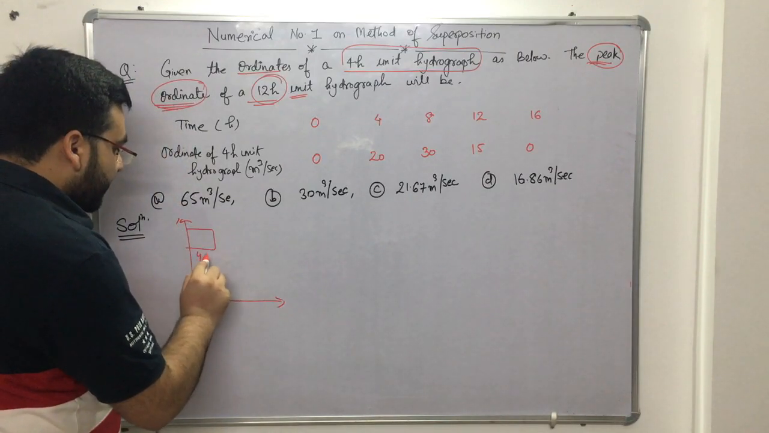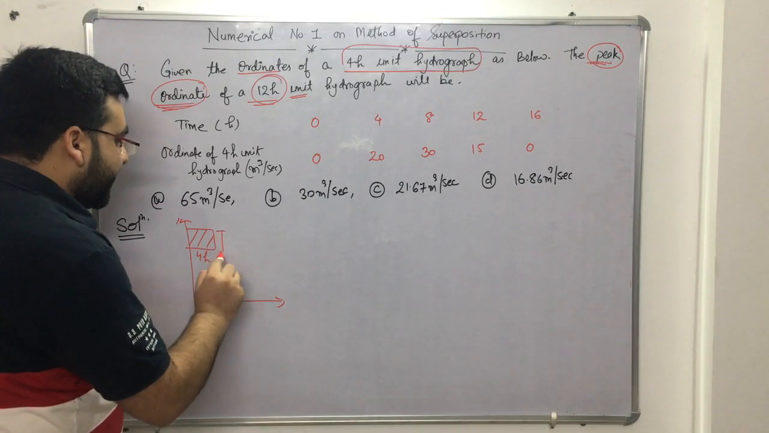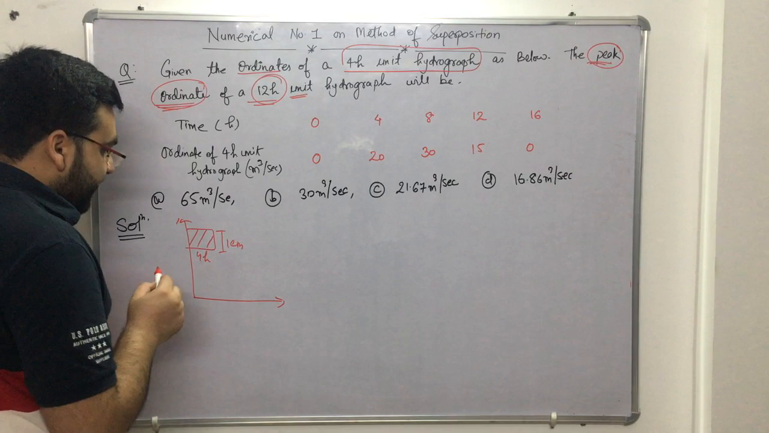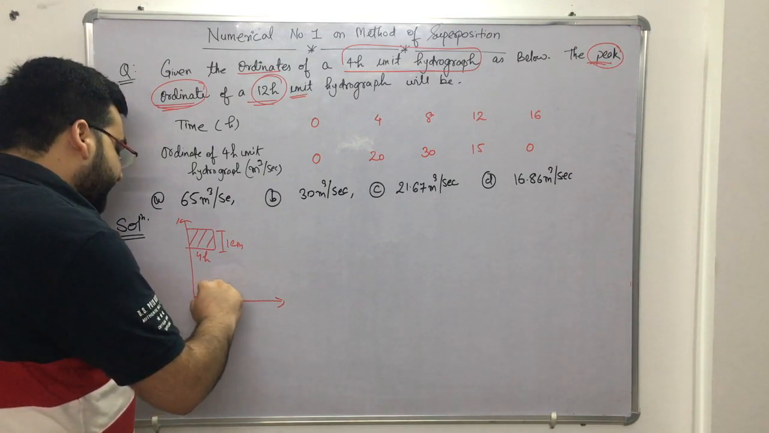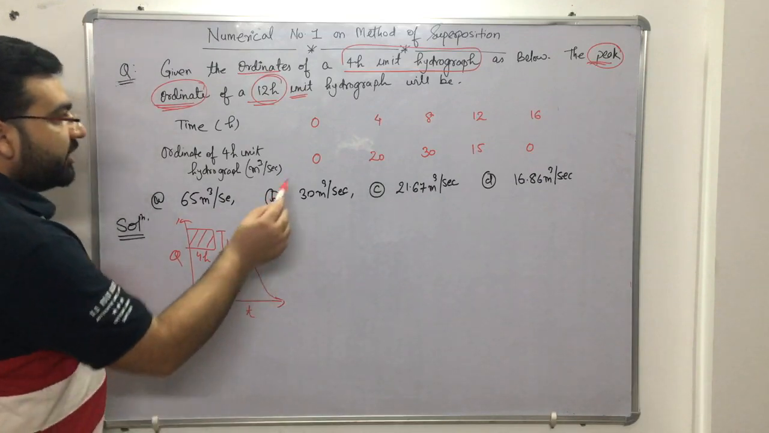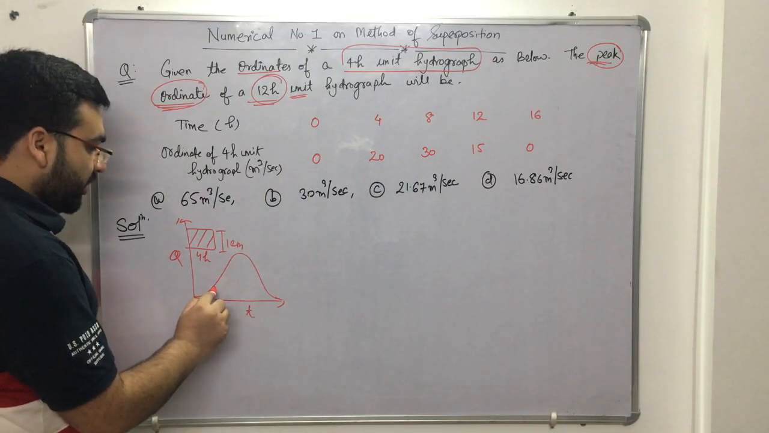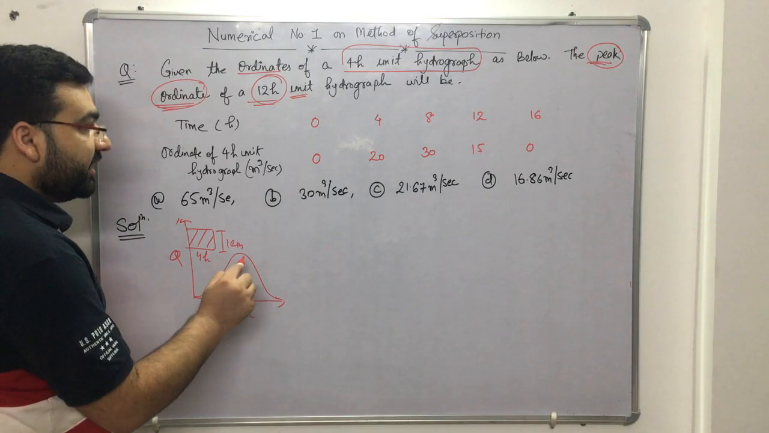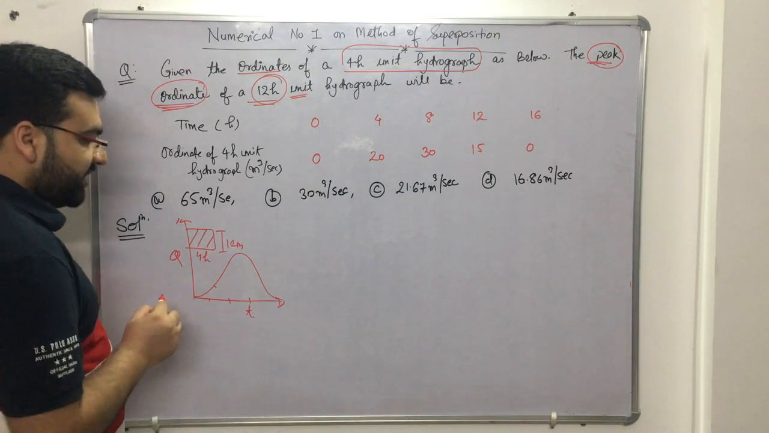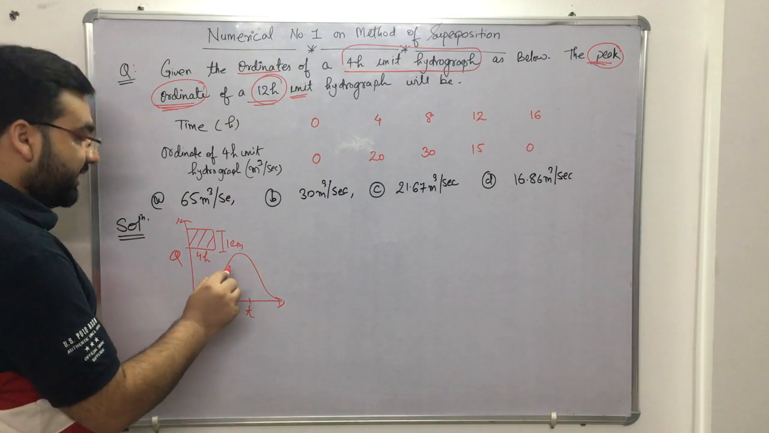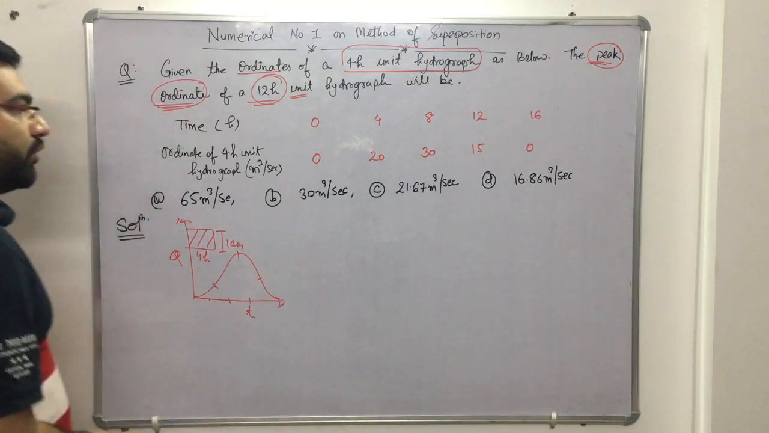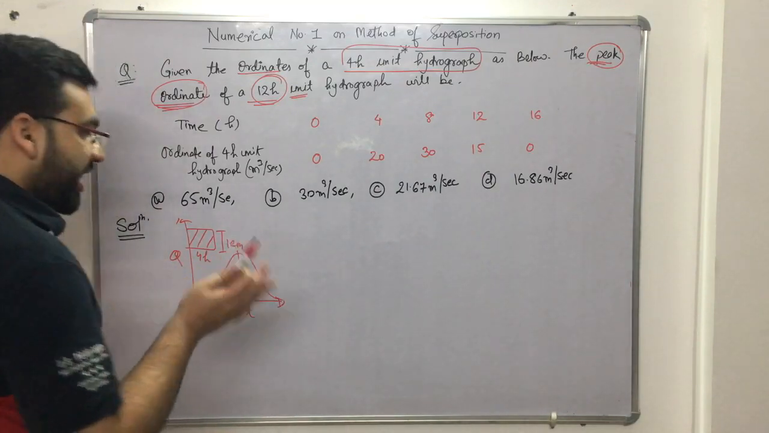Unit hydrograph means the depth of the rainfall is 1 centimeter. So this is the hydrograph given to you. This is discharge, this is time. This is 0, this is 4, this is 8, this is 12, and this is 16, and this is 20. The maximum is 30, then we have 15, and then we have 0, and so on. So the time is also given, and the discharge is also given.